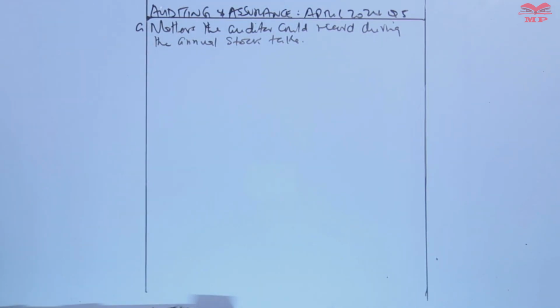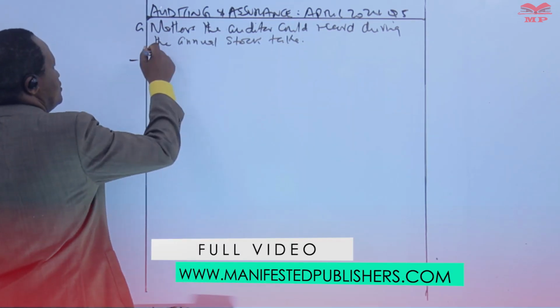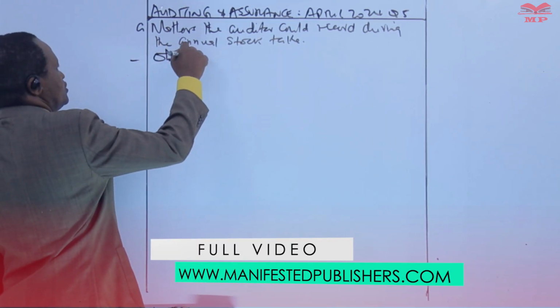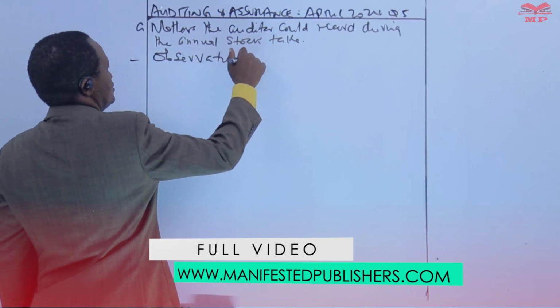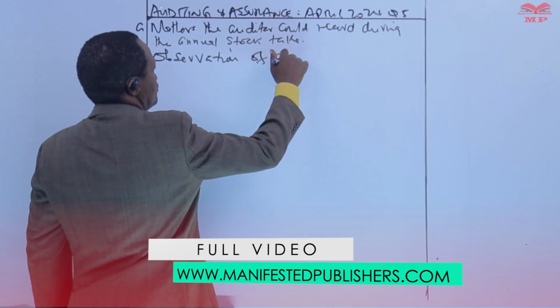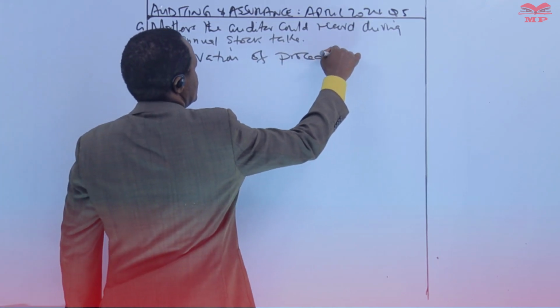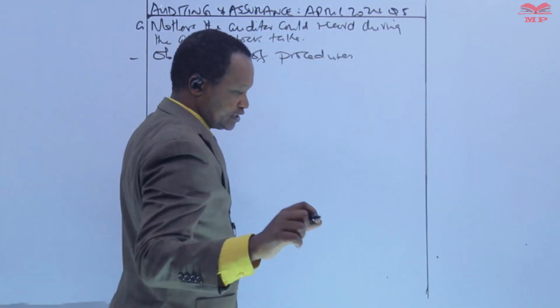What do you think? Observation of procedures. The auditor should record his observations of procedures in taking stock.